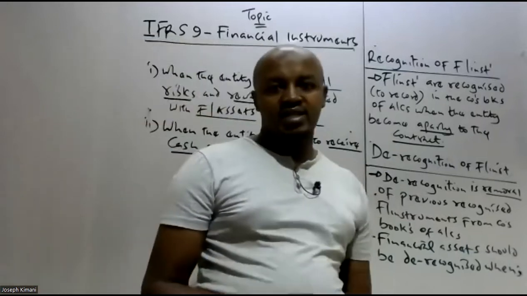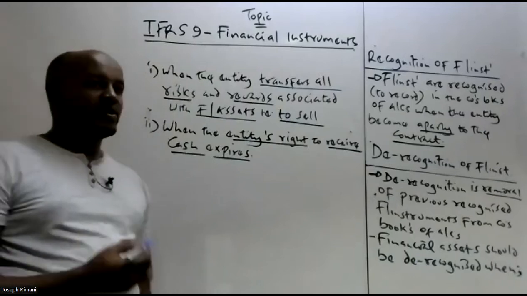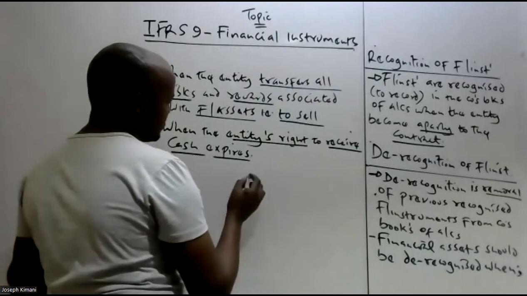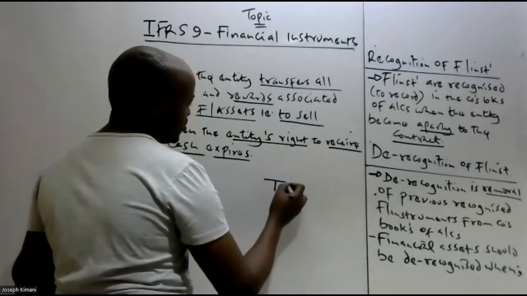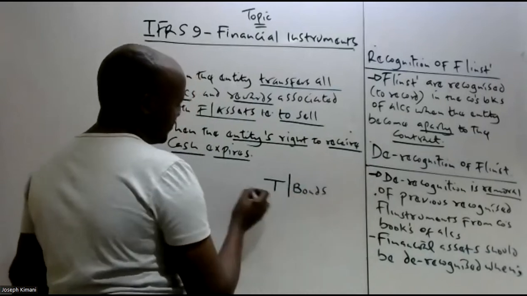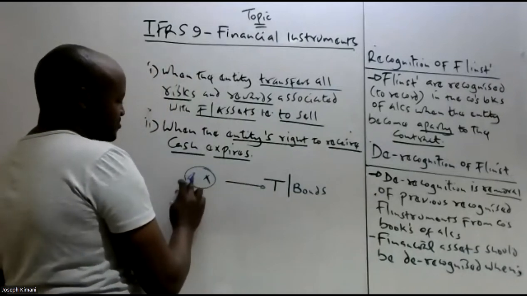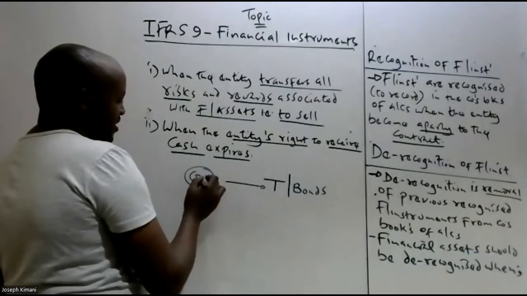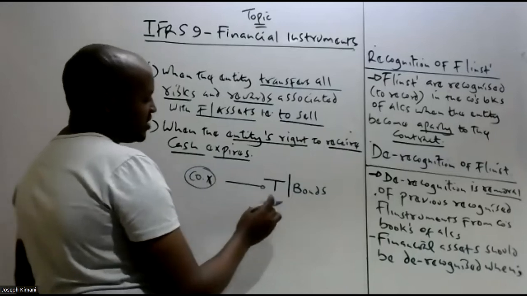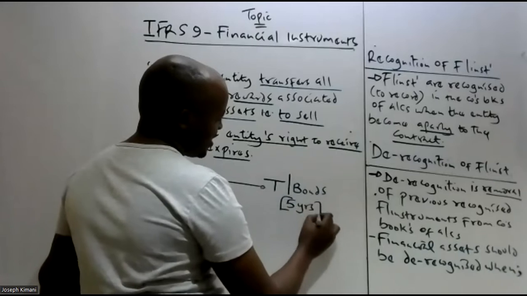When we talk about the entity's right to receive cash expiring or coming to an end, this is whereby, for example, you may have invested in securities issued by the government. Whenever the government does domestic borrowing, for example, we assume we have company X, and this company had invested in some government securities, e.g. treasury bonds, and these treasury bonds which were issued had a life of 5 years.